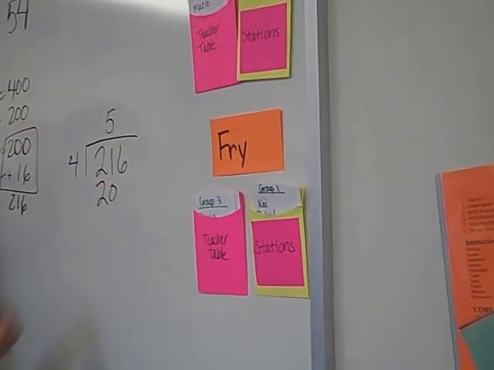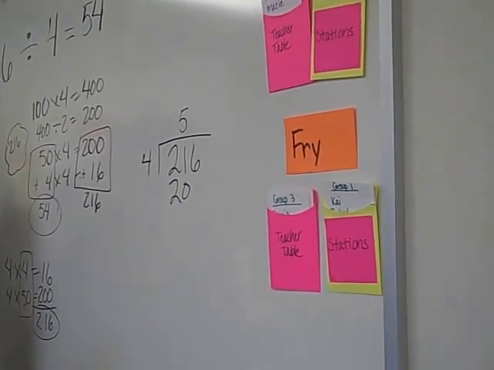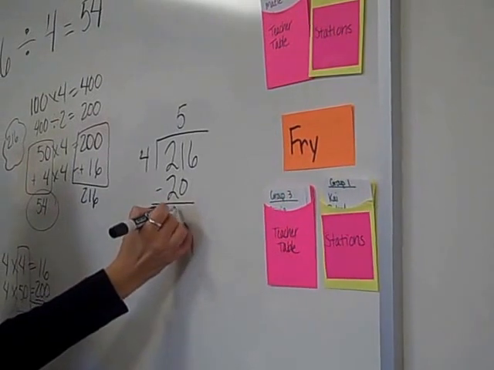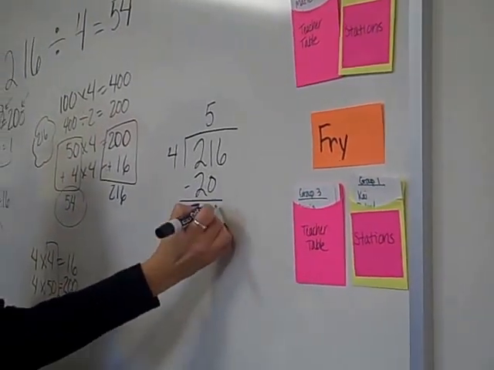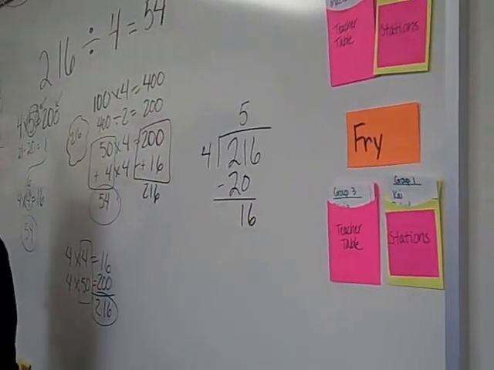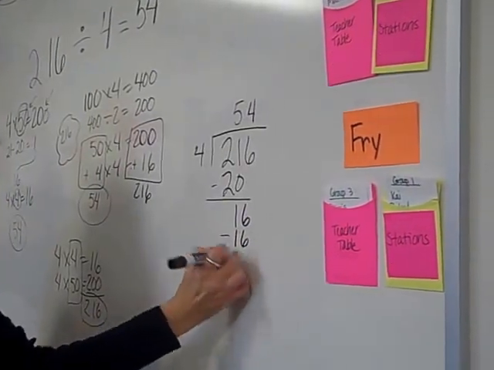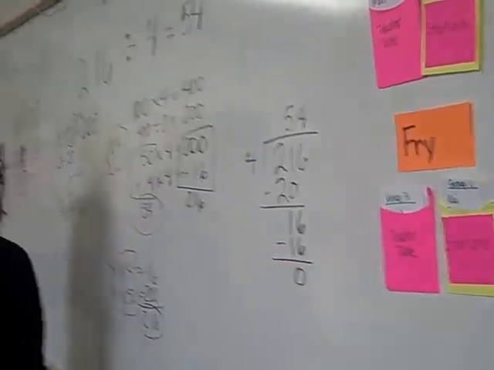Why did you do 20? Because 4 times 5 is 20, and 4 times 6 is 24. It would be too much. And I got 1, and then I pulled down the 6, and 4 times 4 is 16. And there wasn't a remainder. So your quotient was 54.